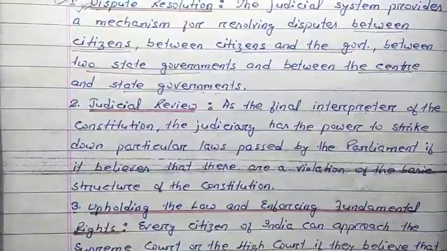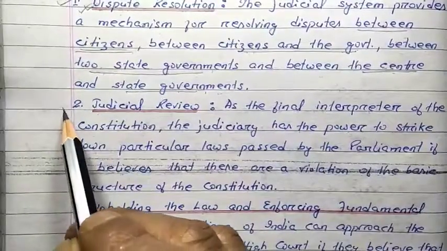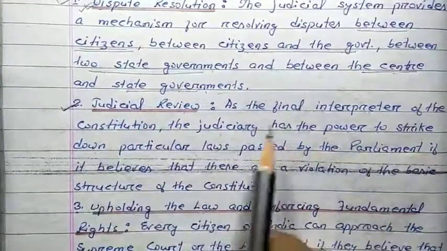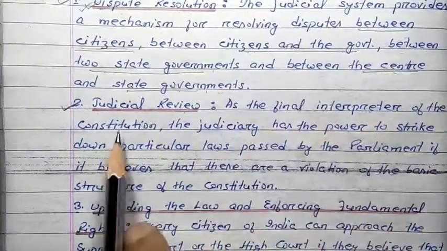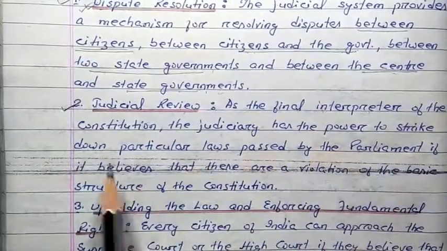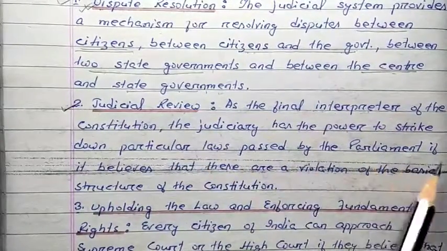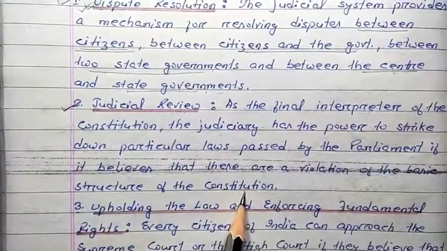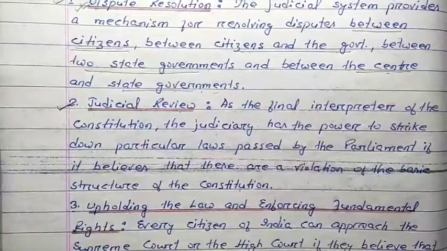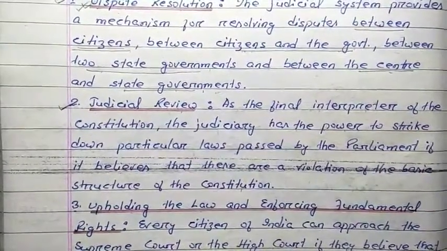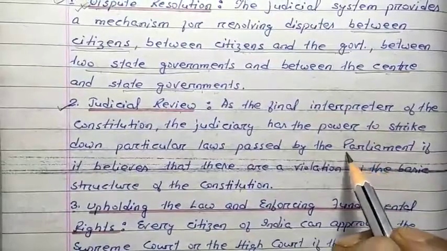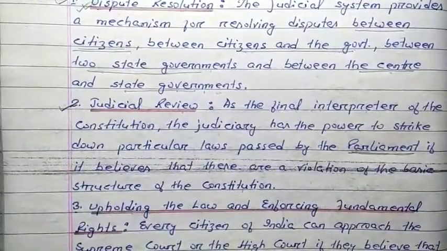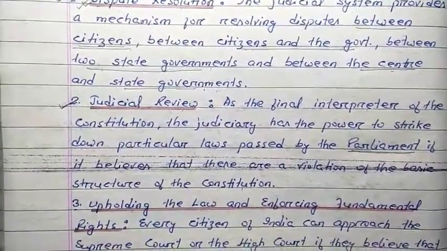Now we are going to discuss the second function of the judiciary, that is judicial review. What is the meaning of judicial review? As the final interpreter of the Constitution, the judiciary has the power to strike down particular laws passed by the Parliament if it believes that these are a violation of the basic structure of the Constitution. Remember one thing, we already learned in earlier chapters that the legislature, that is Parliament, frames the laws. The members of Parliament frame different types of laws, or change the existing laws. We already learned this in our previous chapter.